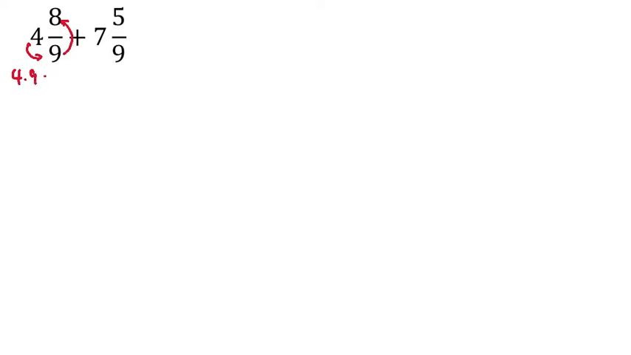So that'd be 4 times 9, which is 36, plus the 8 numerator. 6 plus 8 is 14, carry the 1. 1 plus 3 is 4, so I get 44 as my numerator of the first fraction there. And yes, the denominator stays the same as 9.